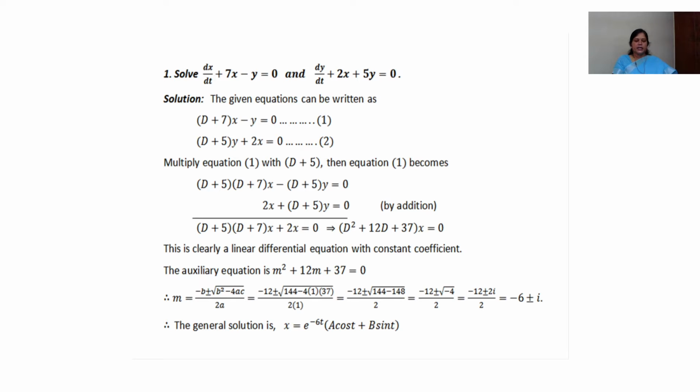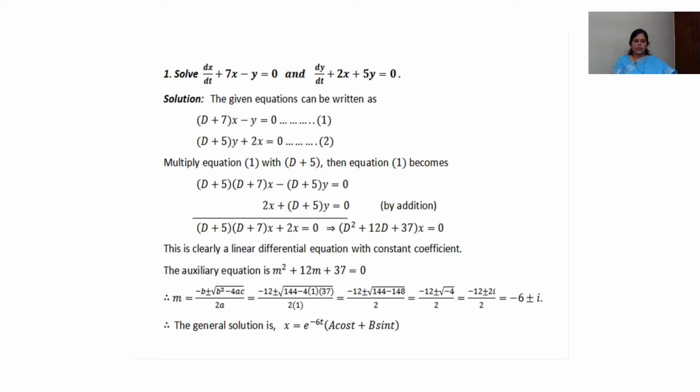So we get Dx plus 7x minus y is equal to 0. We have two x terms, so we combine them. We get (D plus 7) x minus y is equal to 0. We consider that as equation 1. Similarly, from the second given equation, dy by dt plus 2x plus 5y is equal to 0, we substitute capital D. So we get Dy plus 2x plus 5y is equal to 0. In this equation we have two y terms, so we combine them. We get 2x plus (D plus 5) y is equal to 0. We consider that as equation 2.